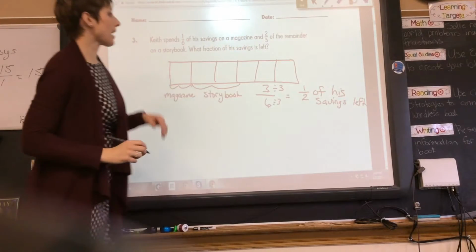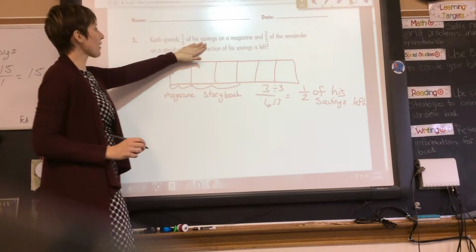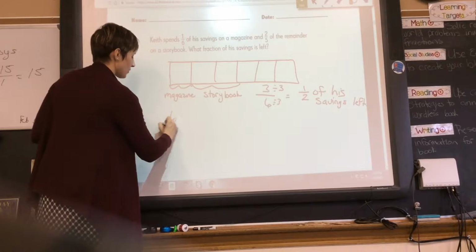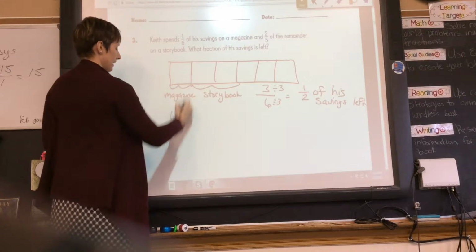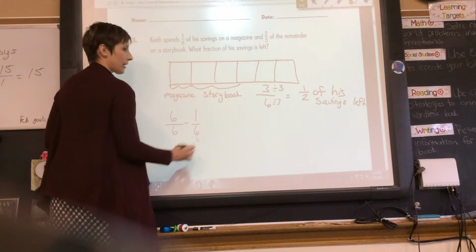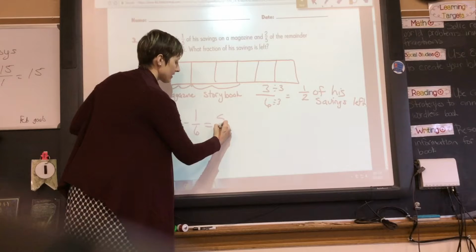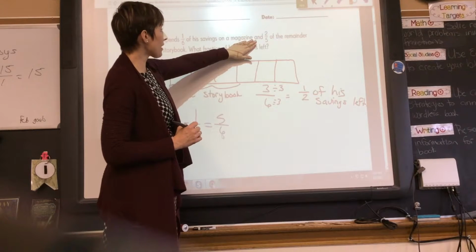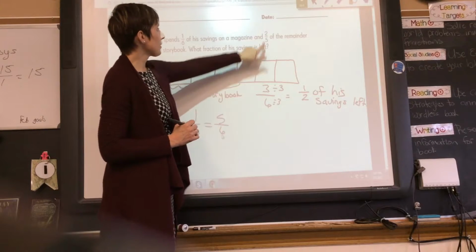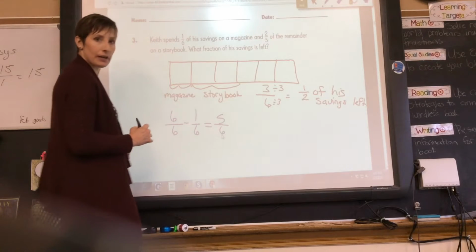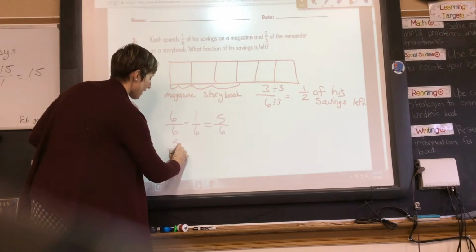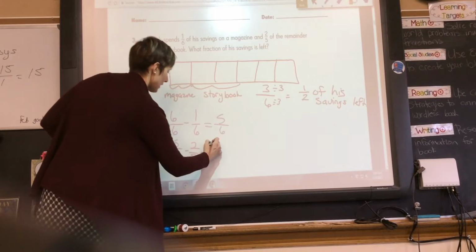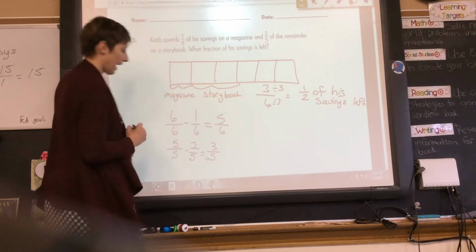So for this story problem, we have Keith spends 1/6 of his savings on a magazine. We're going to start with the whole amount of savings, which we could call 6/6, and subtract the 1/6 away, which means he has 5/6 left. And we know that of the remaining, of the 5/6, 2/5 is spent on a storybook. So if our remainder is 5/5, 2 of those fifths are spent on a storybook. That means he has 3/5 left.